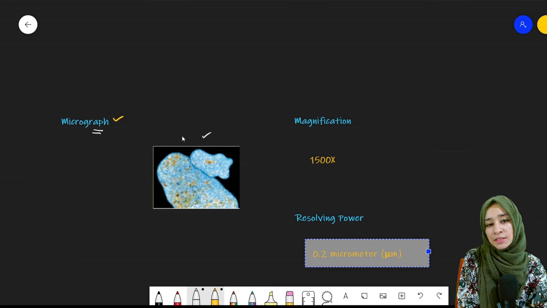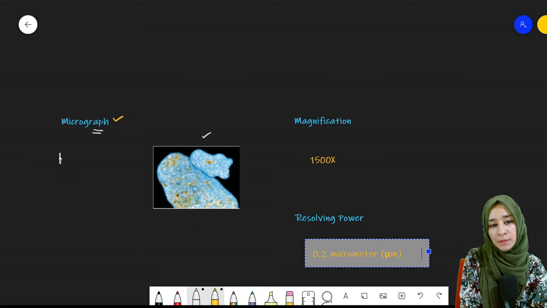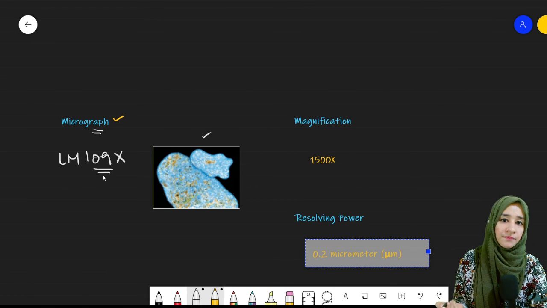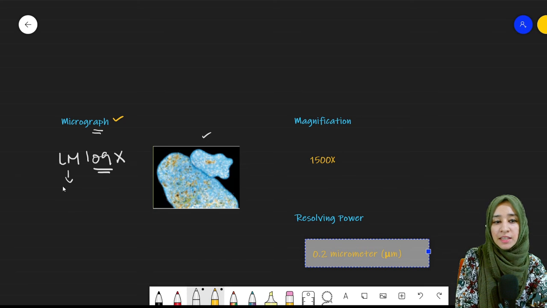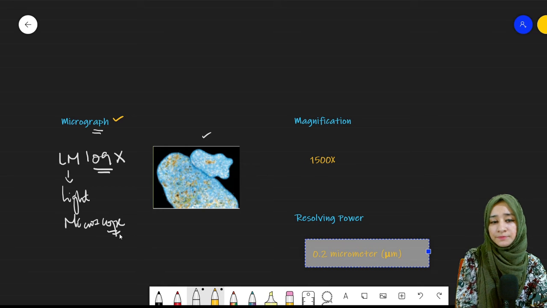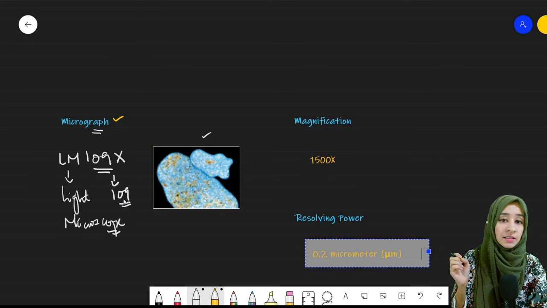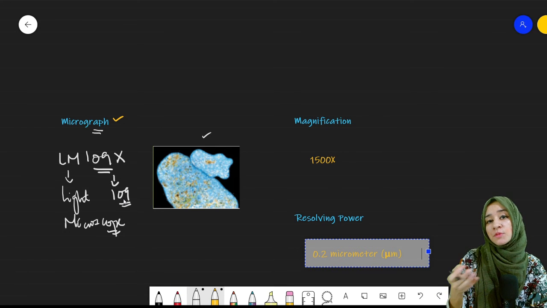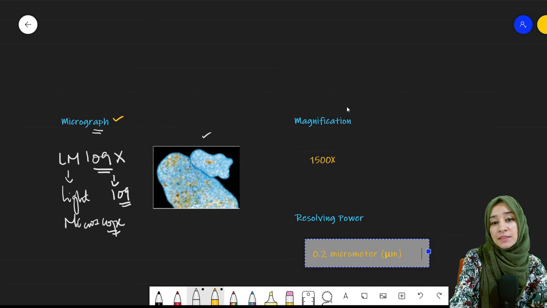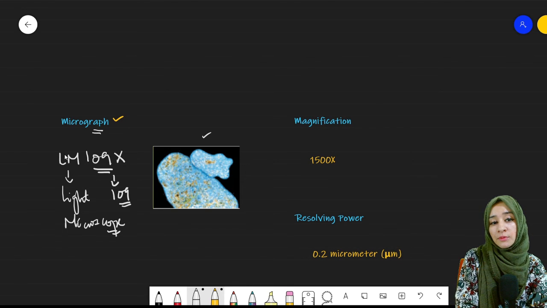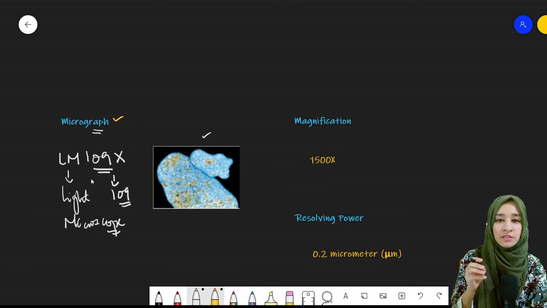Now, sometimes what happens is that on the micrograph it is written as LM 109X. Now, what is the meaning of this? Obviously, LM means light microscope. It stands for light microscope. Now, what is 109X? That it can magnify the object up to 109 times. Or 90X, it can magnify the object up to 90 times. That is the meaning of the 10X. Clear? So it is usually written on the micrograph, the picture that is there.